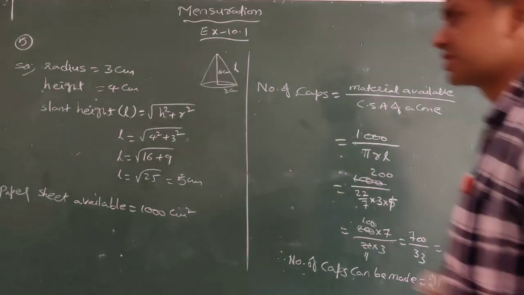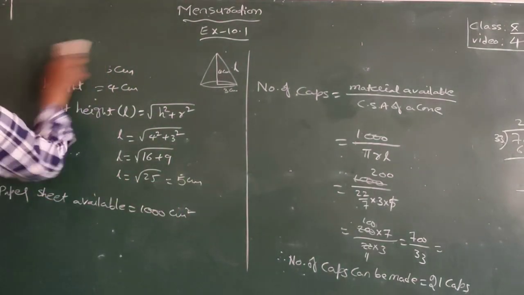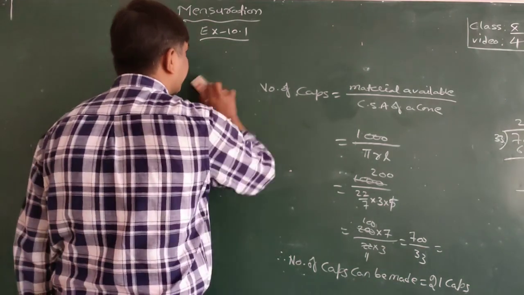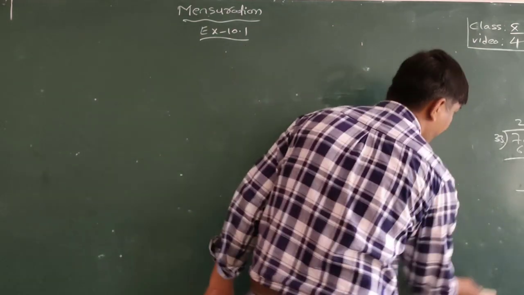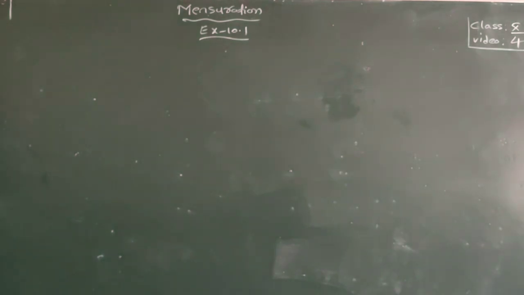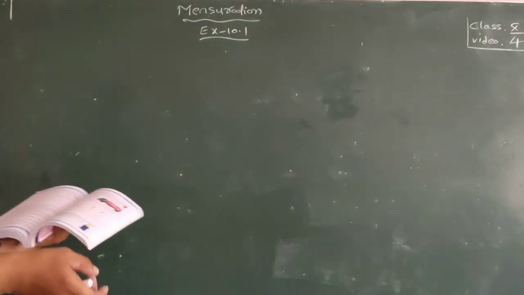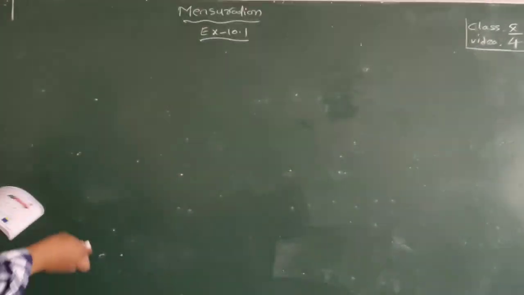Okay. Next, the directions are that is 21 caps. Next one is the 6th question. A cylinder and cone have bases of equal radii and are of equal heights.